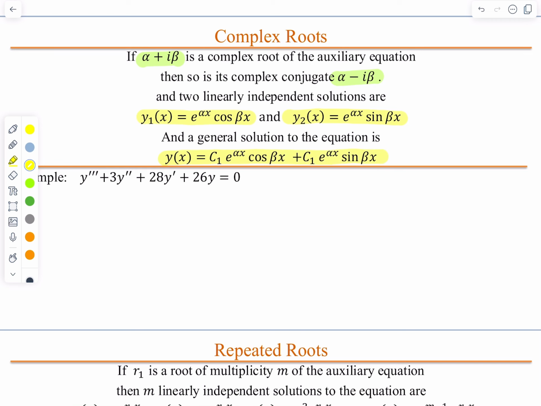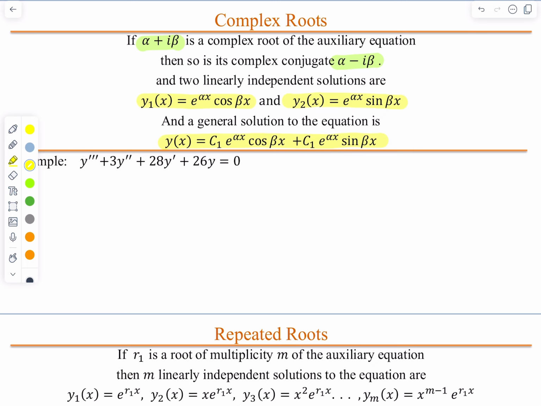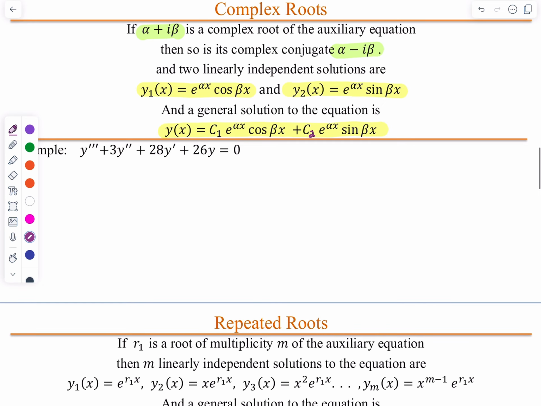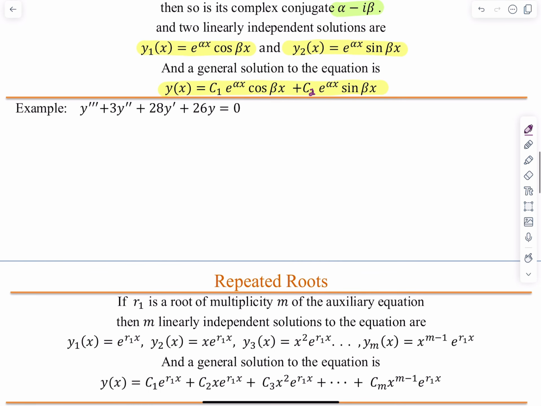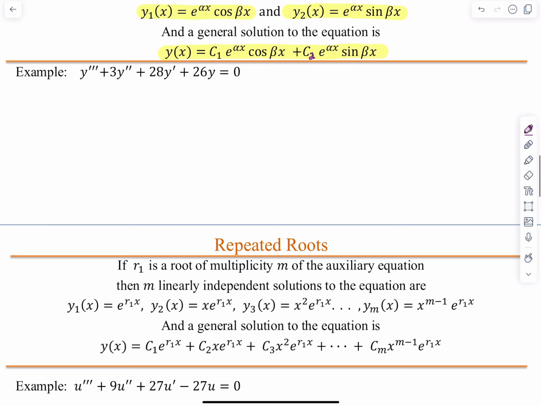So here we have our arbitrary constants, and this should be a c2. Okay, so those are our arbitrary constants. So let's go ahead and take a look at our example here. We have y triple prime plus 3y double prime plus 28y prime plus 26y is equal to 0. So here, let's go ahead and write our auxiliary equation. So we have r cubed plus 3r squared plus 28r plus 26 is equal to 0.